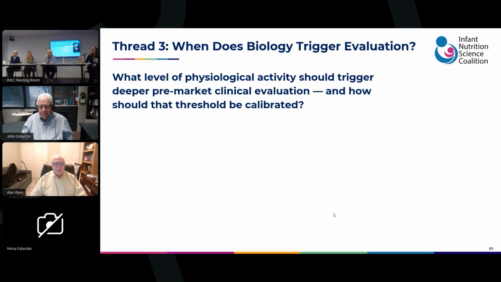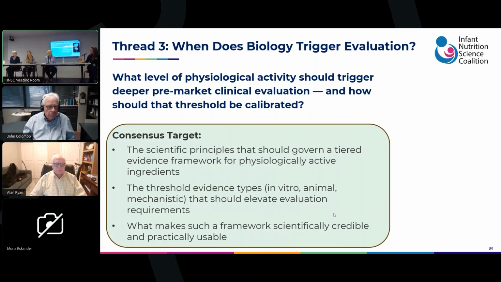Okay, let's move into the when. When does biology trigger evaluation? This isn't following yesterday's preclinical question. When should this investigation occur? And following what we just said, even if you're not concerned that there are any safety triggers in your preclinical work, when might you want to run secondary outcomes in your growth monitoring study? So we're trying to align on scientific principles that should govern this.